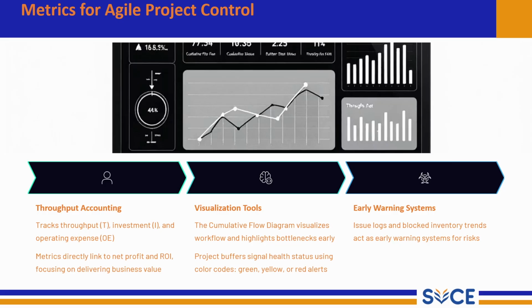And the third one is early warning systems. Agile teams track issue logs and monitor blocked tasks. If a task is stuck for too long, it signals a risk. Blocked work and recurring issues act as an early warning, allowing the team to solve problems before they affect the delivery. This prevents last minute surprises and delays. So, Agile project control uses smart tracking methods to maintain delivery speed, quality, and risk control.